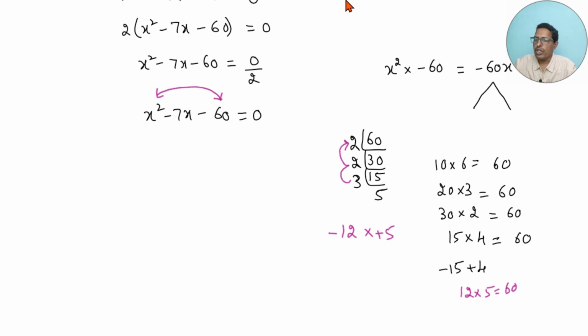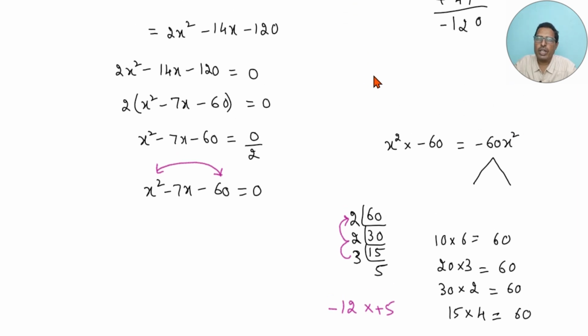Therefore here what are those two numbers I need to get? I need to get minus 12 plus 5. This is x and this is x. So therefore we can write x square minus 7x as what? Minus 12x plus 5x. This minus 60 will be as it is equals to 0.